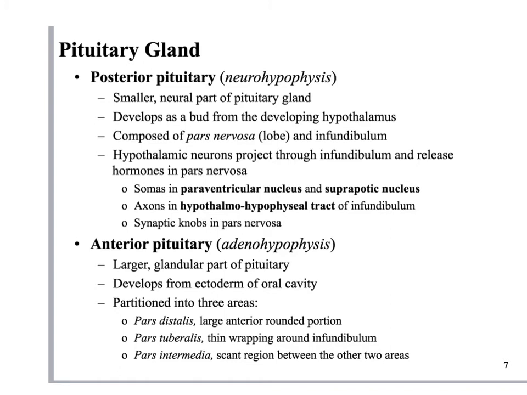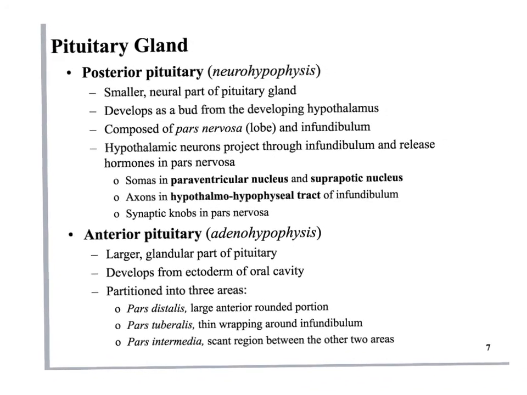And then the anterior pituitary is divided into three parts: pars distalis, pars tuberalis, and pars intermedia, right? And they're kind of, let's make this a little smaller so you can see it. All right, scant region between the two. Questions on the basic structure?